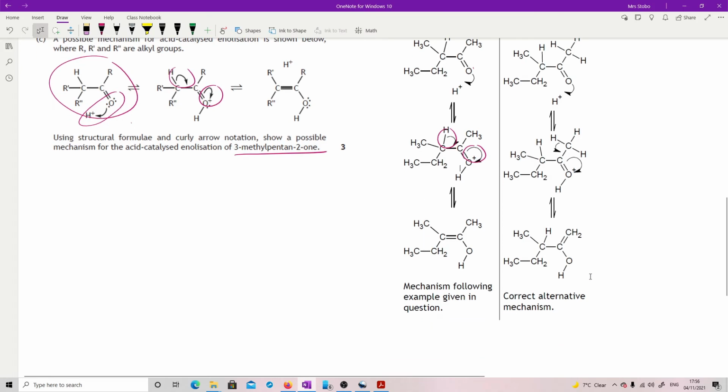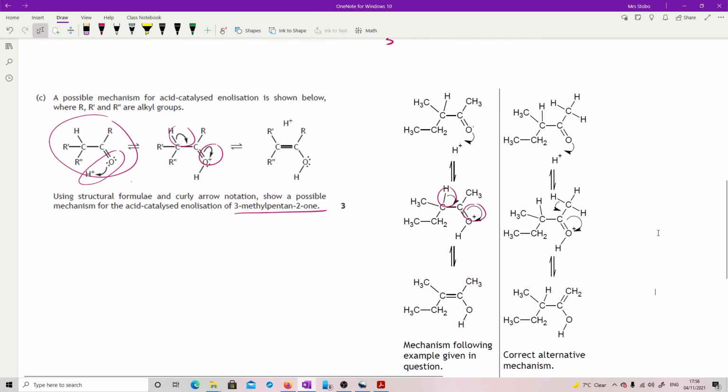They've also given a potentially alternative mechanism that would work as well. I don't know if you would have gone to this, but you could have, which is basically having this CH3 group on the end doing the second part of the curly arrow, this bit here. It's entirely up to you which one you went with. I think that one was the clearer one. And that's the end of the question.